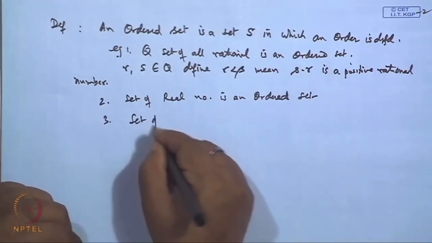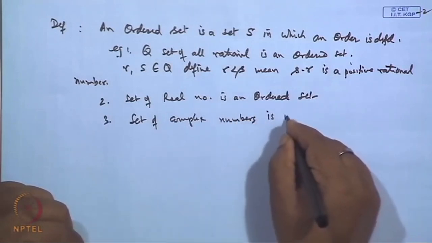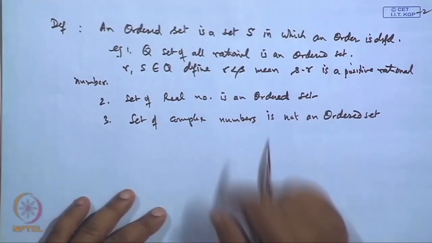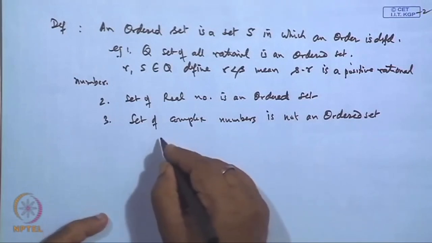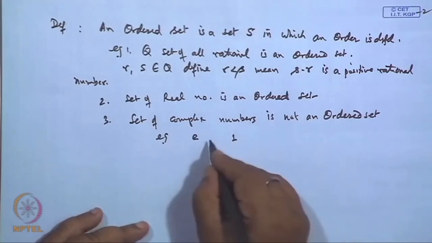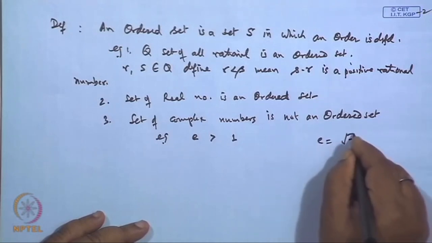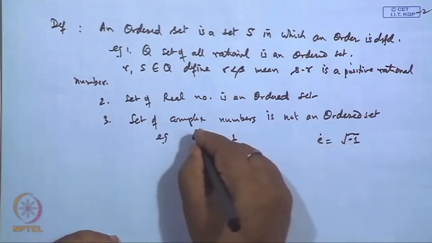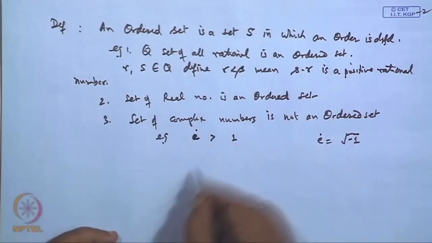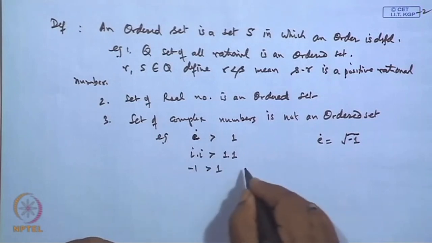However, the set of complex numbers is not an ordered set. We cannot introduce an order between two elements of the set of all complex numbers. For example, suppose I take the complex numbers i and 1, and say i is greater than 1, where i is the square root of minus 1. So i is greater than 1, it means it is positive, we are assuming. So i into i is greater than 1 into 1, that is i squared, which is minus 1, is greater than 1, which is absurd.